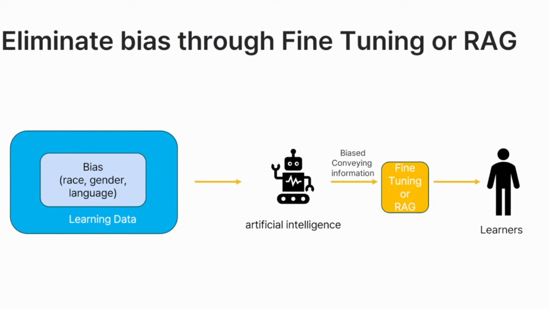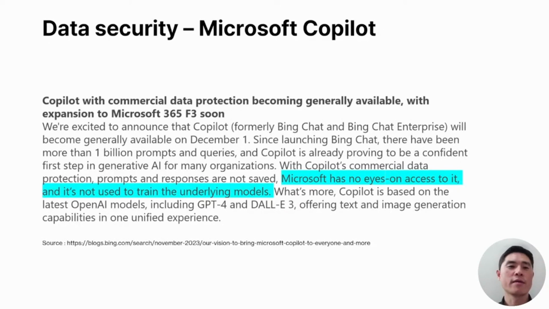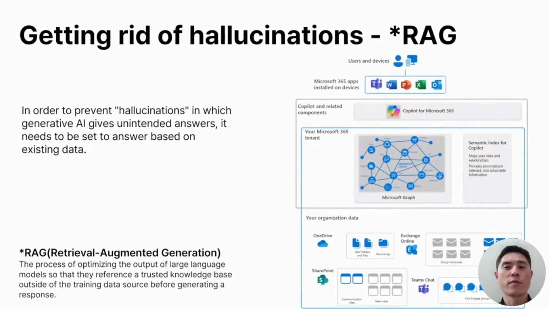RAG is also an advanced technology. The AI just answers based on specific documentation. So that removes the hallucination, right? So we have to consider those things, especially data security and privacy. When you're using generative AI, for example OpenAI, we have to check the data ownership and security, whether they encrypt the data of the users. Okay. Yeah, here is also the Microsoft data security. And here is an example of RAG to remove the hallucinations.